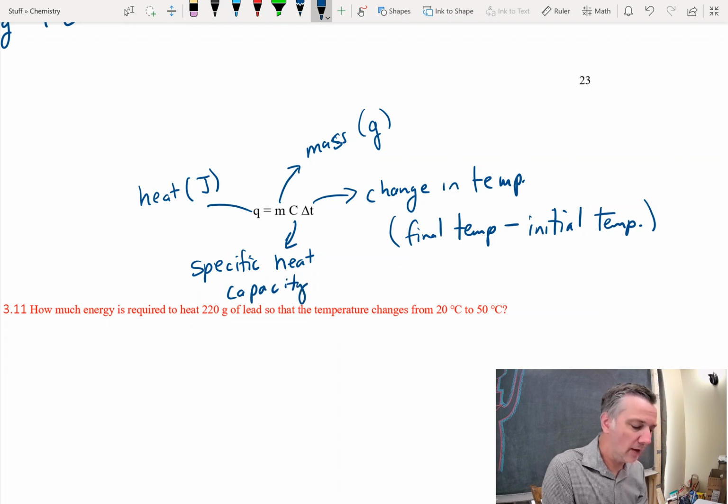So that's the equation that we're going to use to calculate specific heat capacity, heat, mass, or change in temperature. In the next video, we'll do some sample problems.